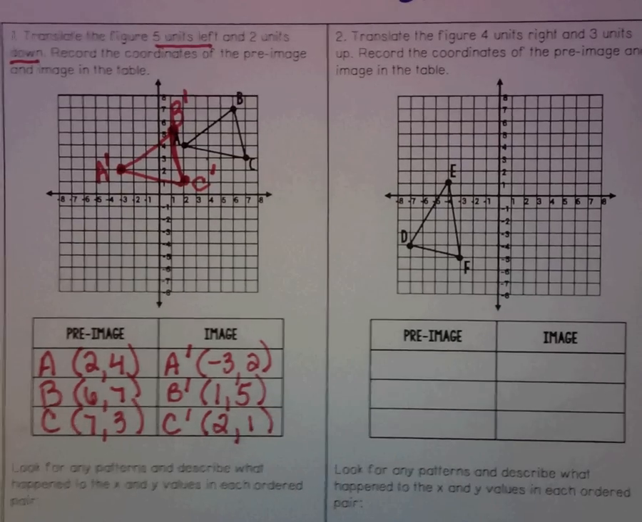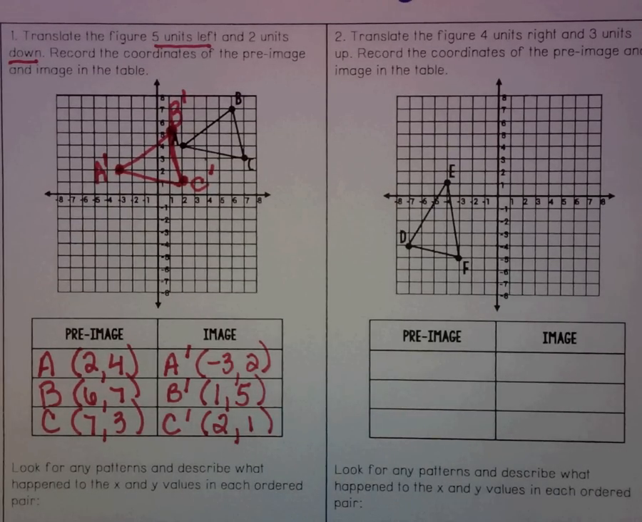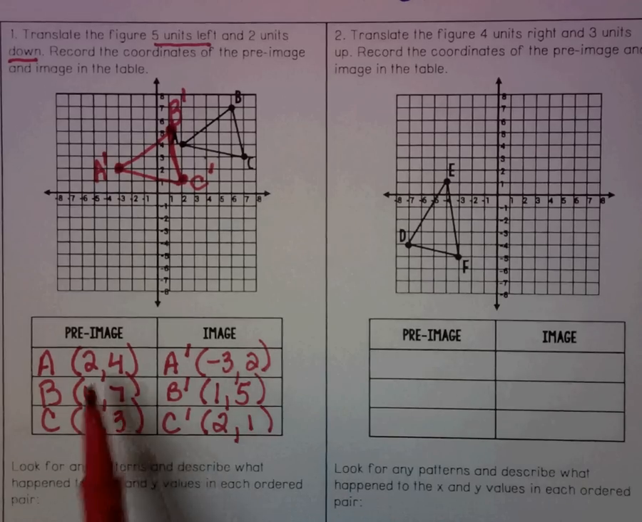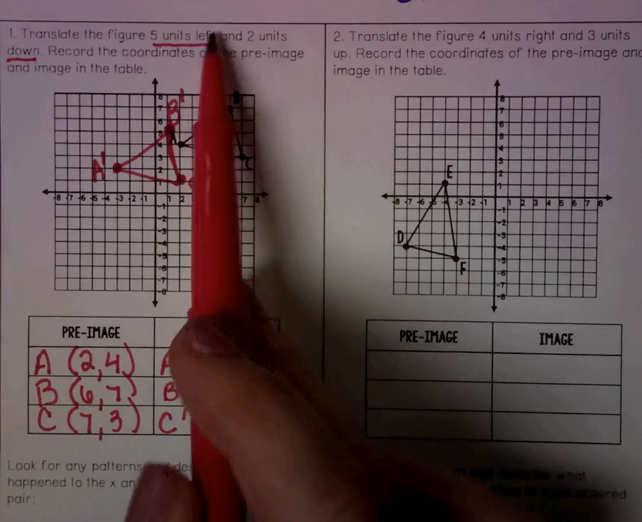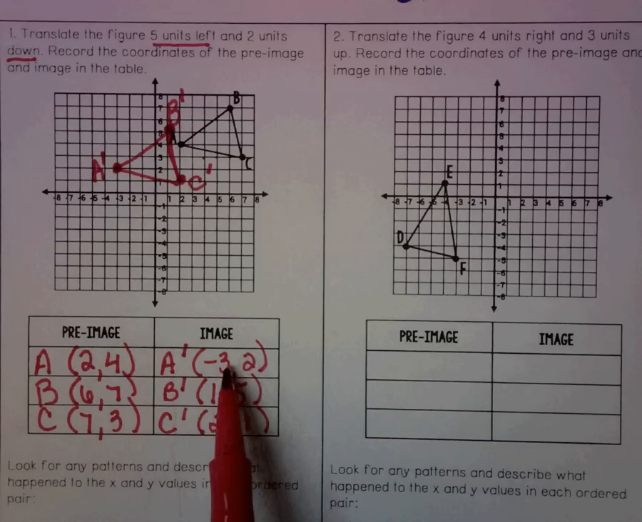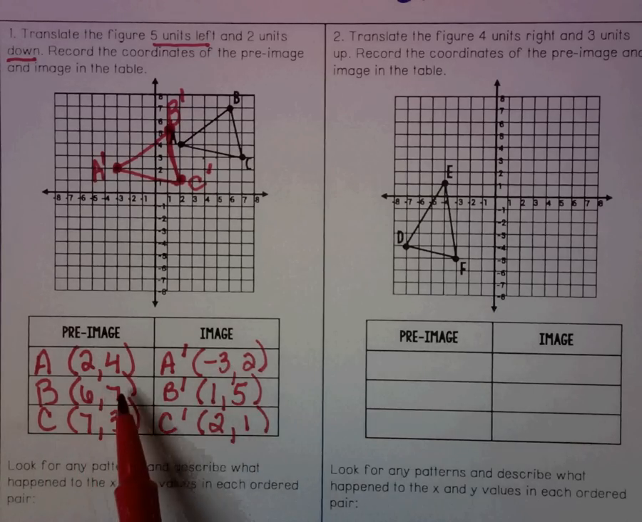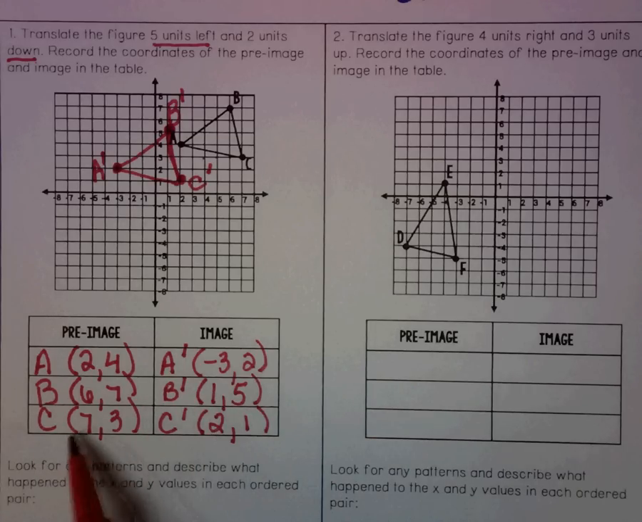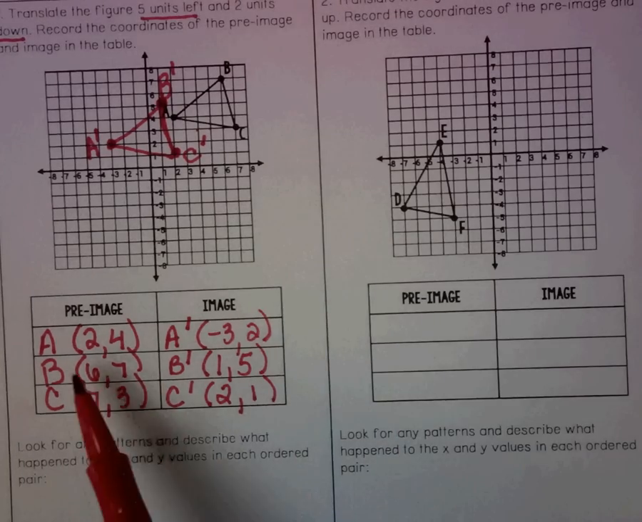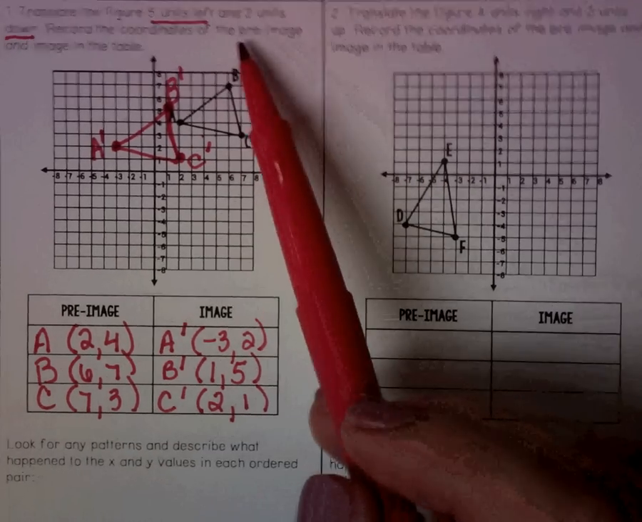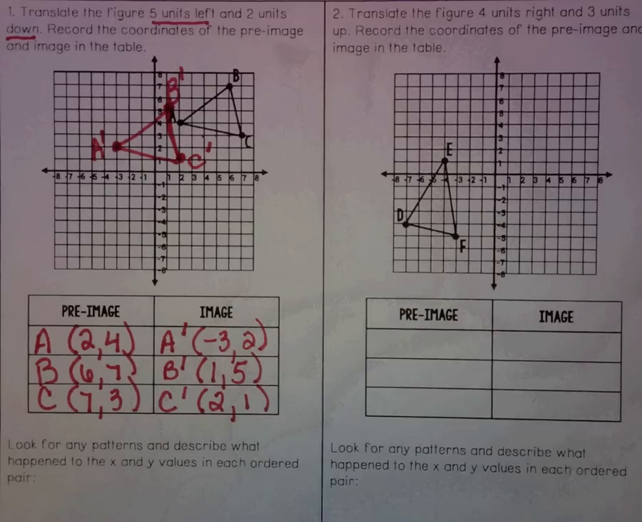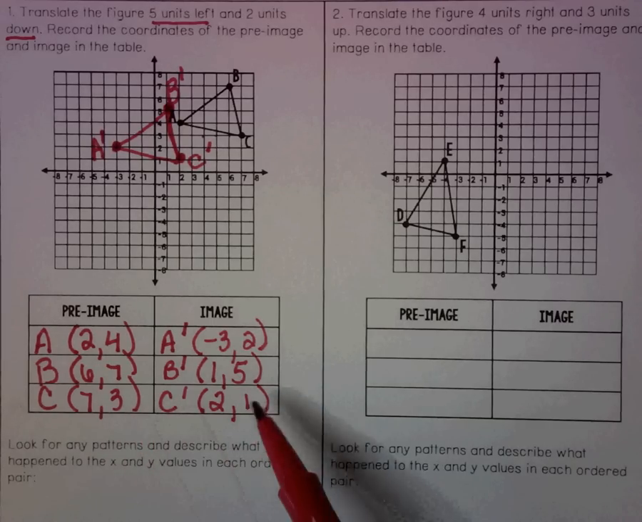It asks you to look for any patterns and describe what happened to the x and y values in each ordered pair. So if you look at it, we went left 5. Left is a subtraction movement. So is 2 minus 5 -3? Is 6 minus 5 1? Is 7 minus 5 2? It sure is. And so we could even have applied our rule to each of our coordinates. For the y value, it says 2 units down, so down would be a subtraction movement. 4 minus 2 is 2. 7 minus 2 is 5. 3 minus 2 is 1.